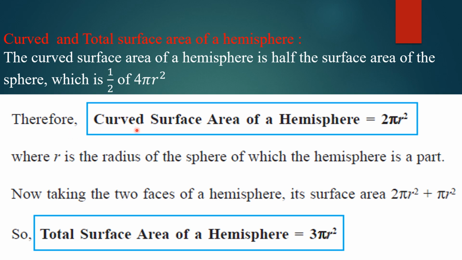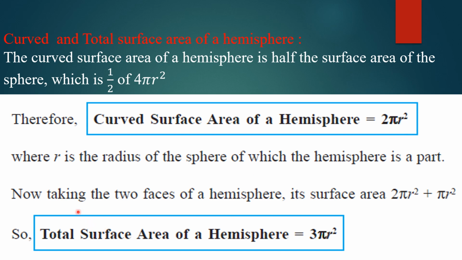Therefore, the curved surface area of a hemisphere is equal to, what will we get here? 2 pi r square. 1 by 2 of means 1 by 2 into 4 pi r square. By simplifying these two numbers, we get finally 2 pi r square. This is the curved surface area of a hemisphere. Please memorize this formula well, where r is the radius of the sphere of which the hemisphere is a part.